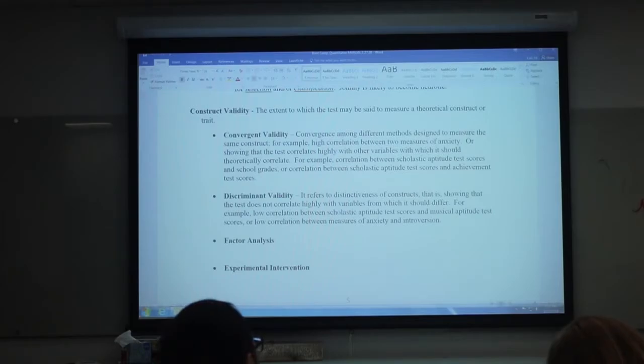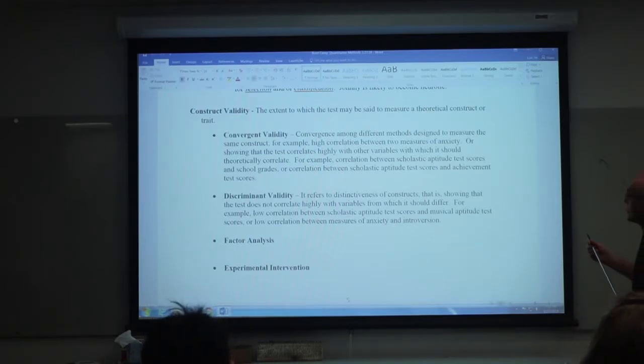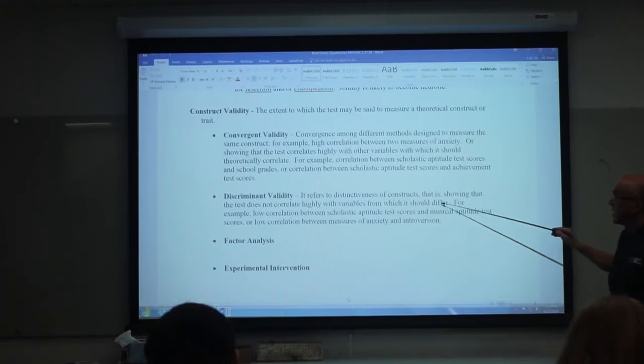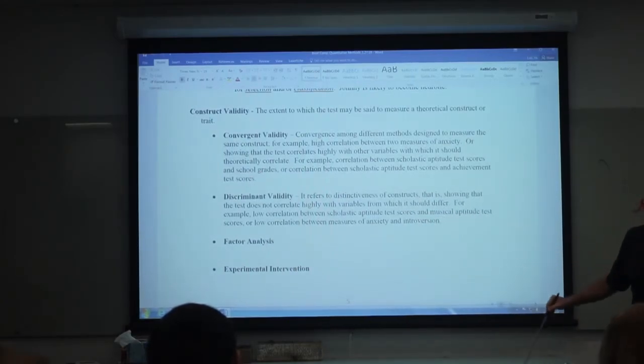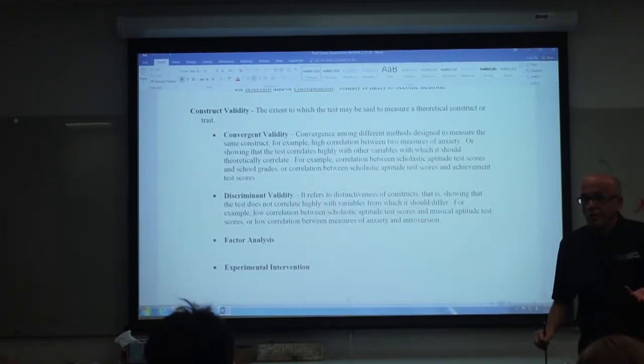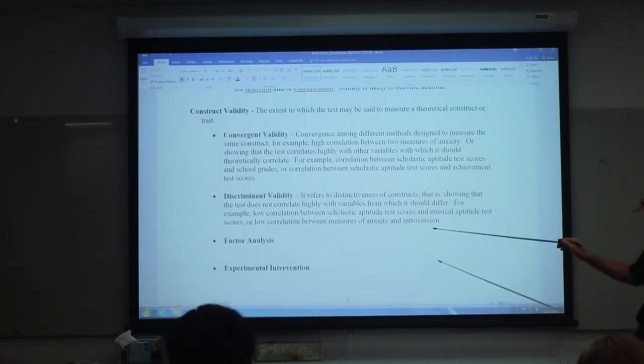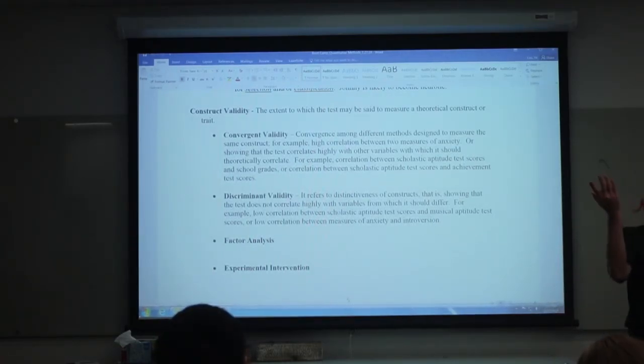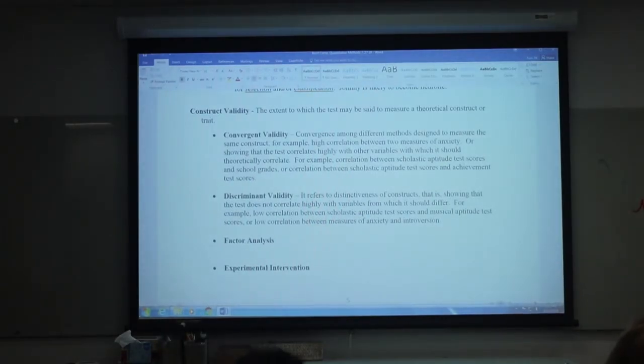If you hypothesize that there is no relation between A and B, measure A, measure B, correlate them, that correlation should be low or negligible. The example I have given you is between scholastic aptitude and musical aptitude. Theoretically, there is no reason for someone who is high in scholastic aptitude to also be high on musical aptitude.